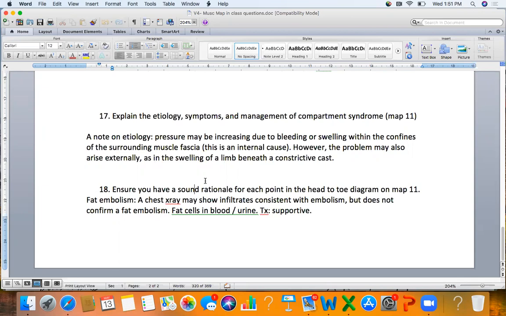Let's take the example of a limb surgery, say a hip replacement, or even better, a broken leg, or you can take either one of those cases or both and come up with two ways that either one of those patients, or one way that one patient might experience compartment syndrome, and a second way for the other patient.